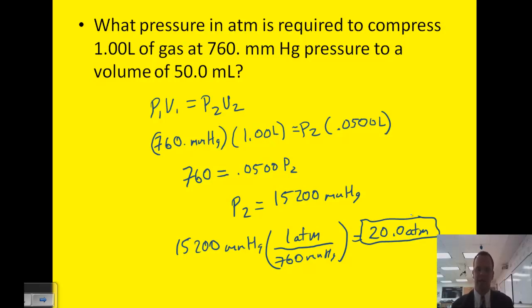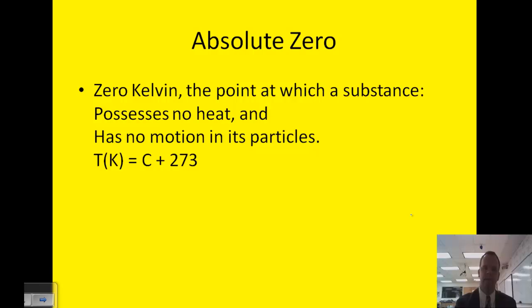So Boyle's law, inverse relationship between pressure and volume. As the pressure increases, the volume decreases. Now before we can move into Charles's law, we've got to talk about temperature. Temperature, we know, is proportional to the speed at which the particles are moving. The faster the particles are moving, the higher the temperature.